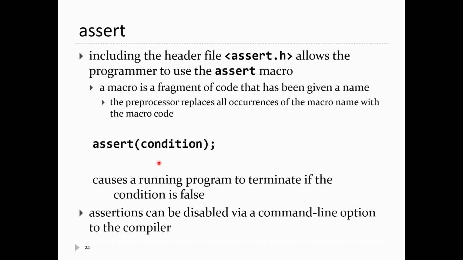The assert macro looks like this. You assert, round brackets, some condition. That condition is either true or false. If the condition is true, nothing happens. Your program keeps on running. If the condition is false, your program terminates. So it stops prematurely. It doesn't exit via the normal exit mechanism of C. The program stops as though it crashed. And then some error exit status is set.